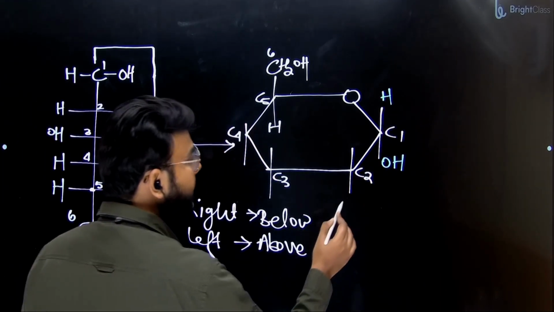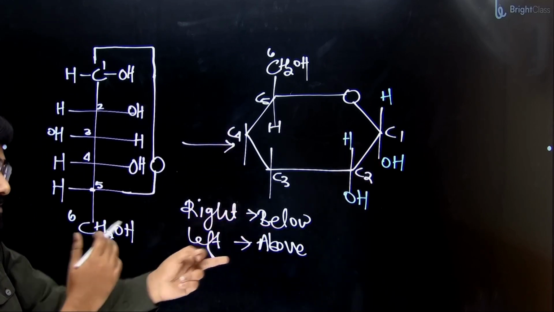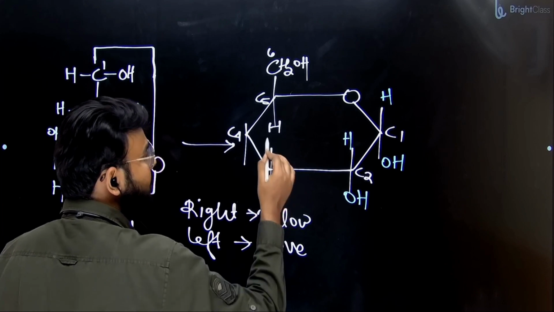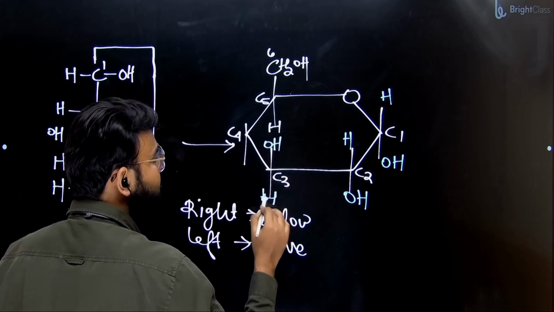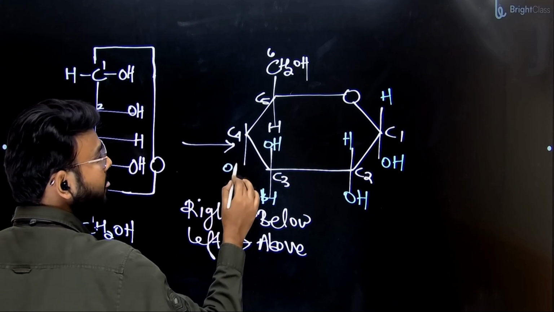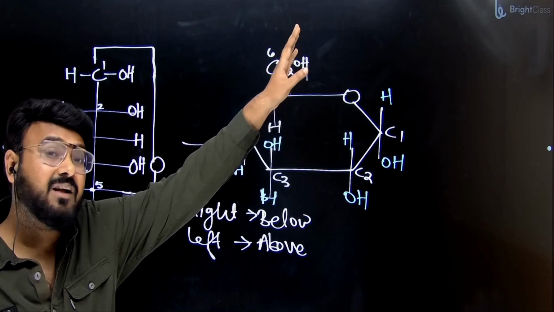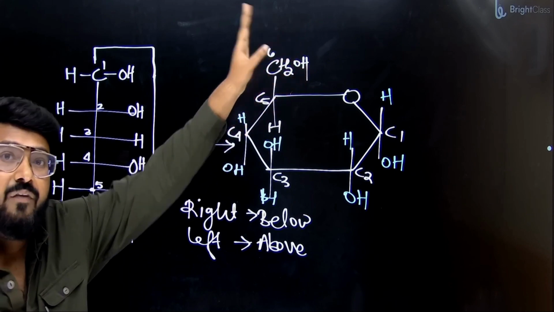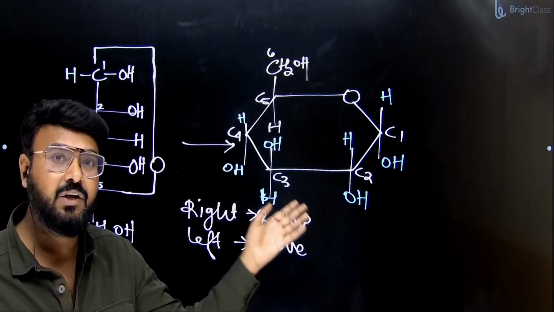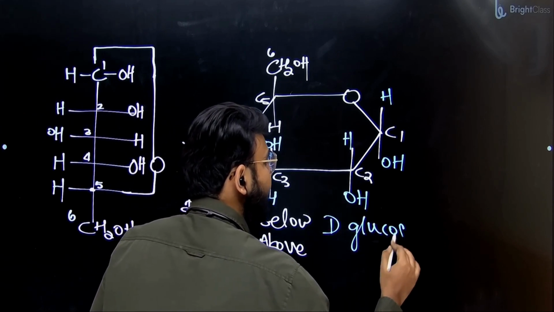Same story for the second carbon. OH will be below. We know the third carbon OH is on the left, so it will be written above. And the hydrogen will be here. Fourth carbon, same story. The OH is on the right, so it will be written below. And we already know that on the fifth carbon, the bigger group is written above. That is why CH2OH is above. And this is presenting you the D-glucose ring. This is your D-glucose ring.